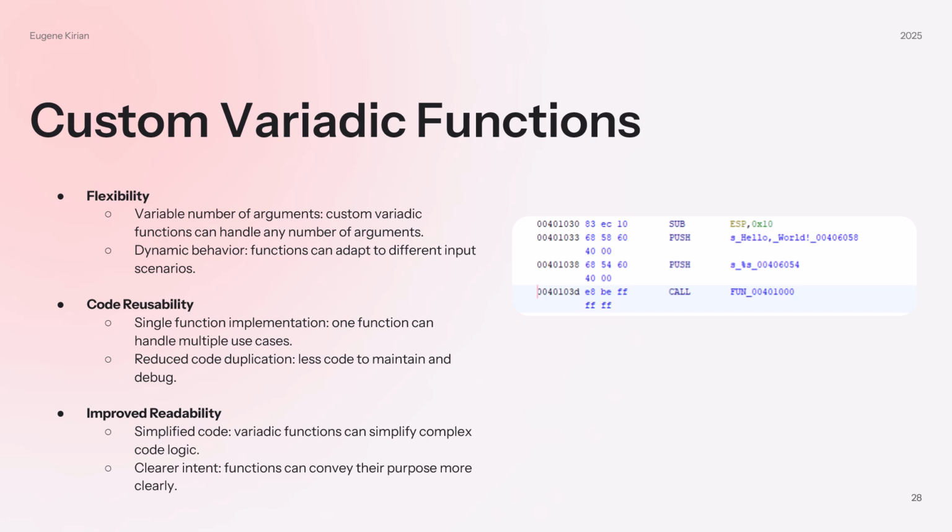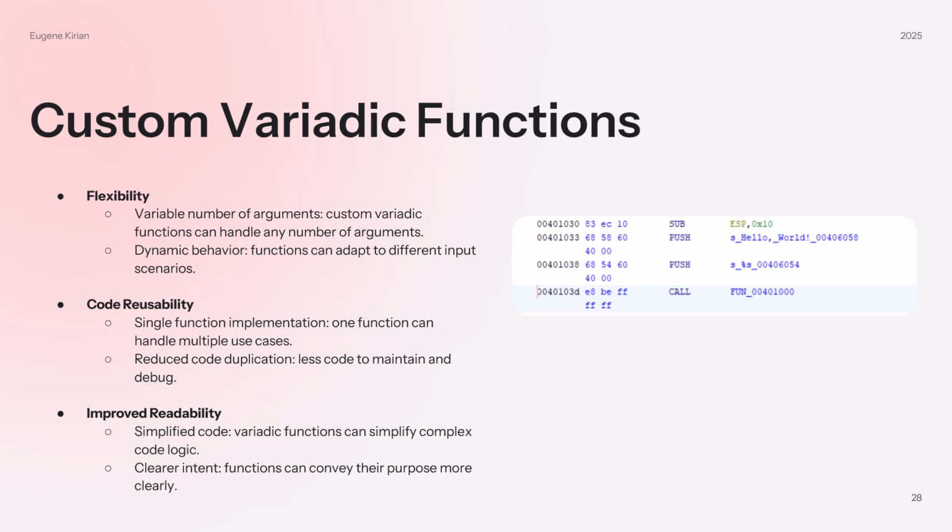Creating and using custom variadic functions allows you, first, to write more usable code. One function implementation can handle multiple use cases, reducing code duplication and making maintenance a breeze. Second, simplify complex logic. Variadic functions can streamline your code, making it easier to read and understand. And lastly, convey intent more clearly. By allowing functions to handle variable inputs, you can make their purpose more explicit and intuitive.